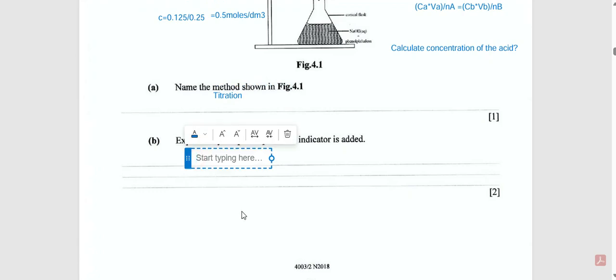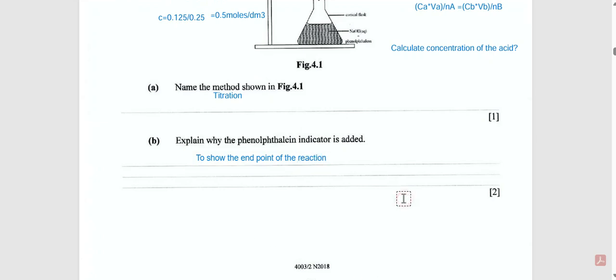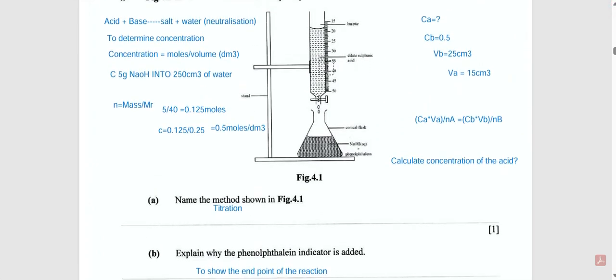Explain why phenolphthalein indicator is added in order to show the end point of the reaction. So it's not add indicator but it is even when to stop the titration. So I open this tap. Remember I said open this tap and you start to mix your acid and your base, but how do you know when to stop? The reaction a color indicator.